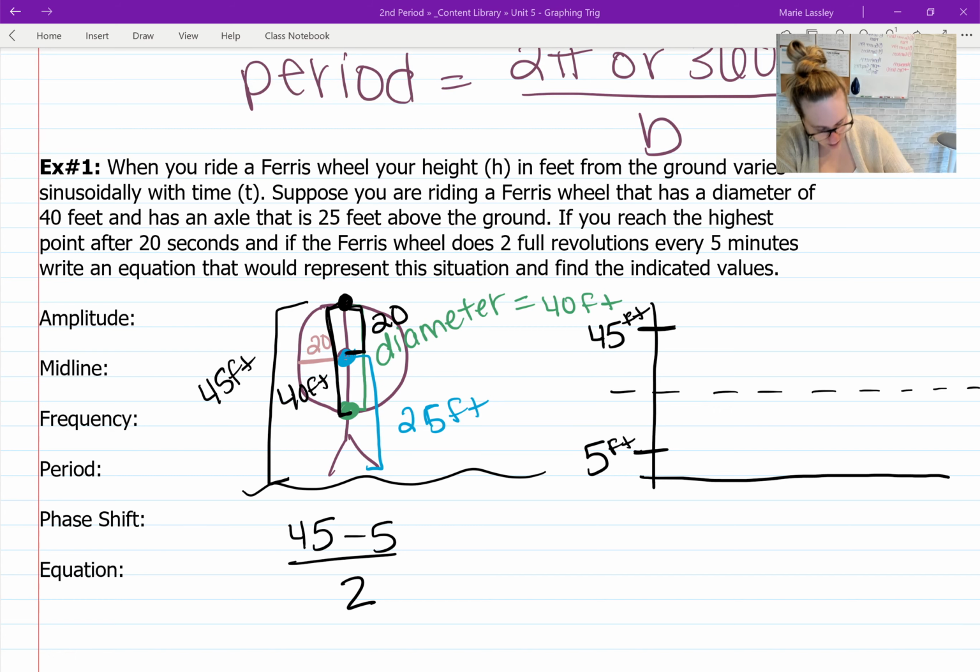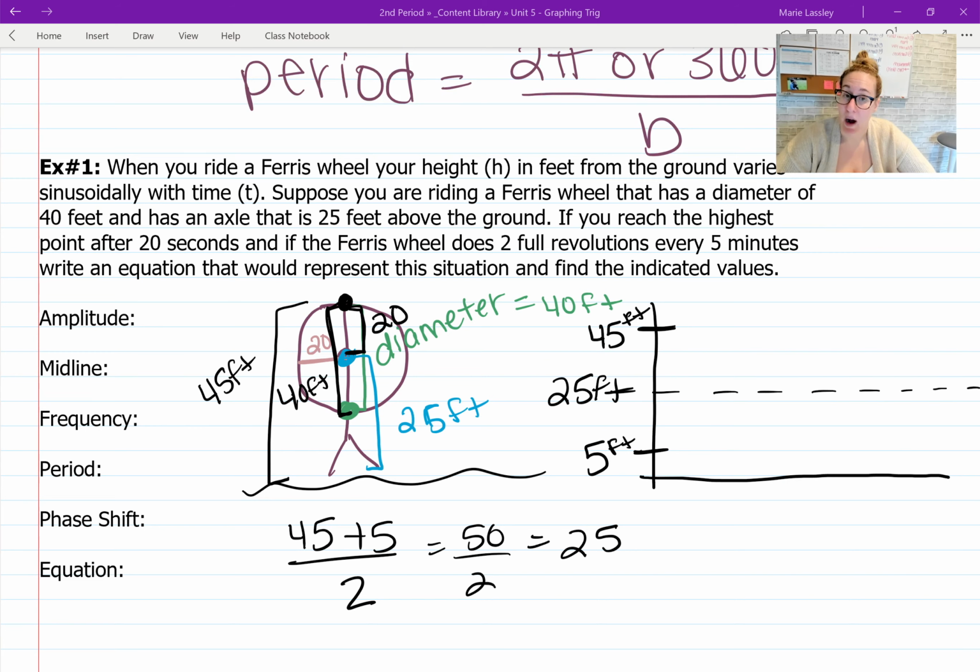Oh, no, are we going to add it or subtract it? We want the difference, and then divide by 2. No, we're going to add. We add. That makes more sense. Add the two numbers and divide by 2. That's how you find the average. I don't know what I'm thinking. To find an average, you add the two numbers and divide by 2, and that gives you the middle. So this is 50 divided by 2, which is 25. So my midline is 25 feet.